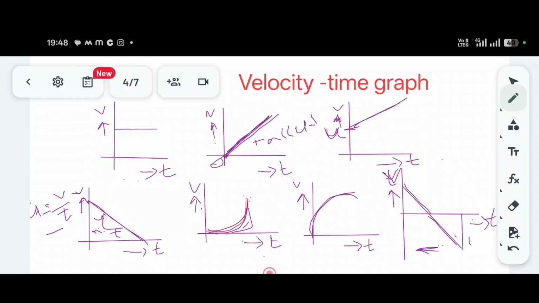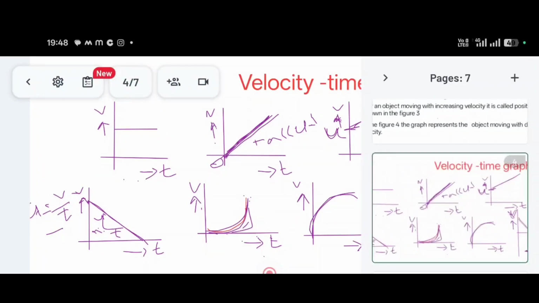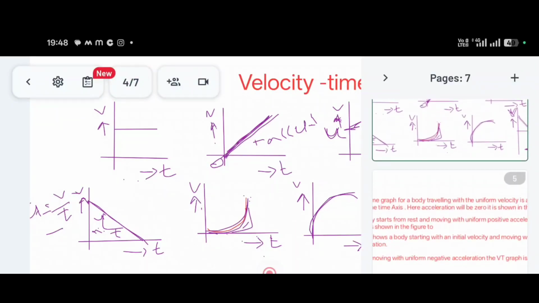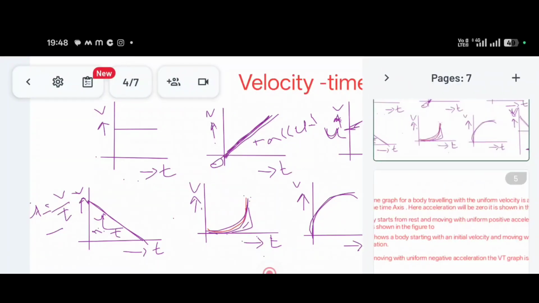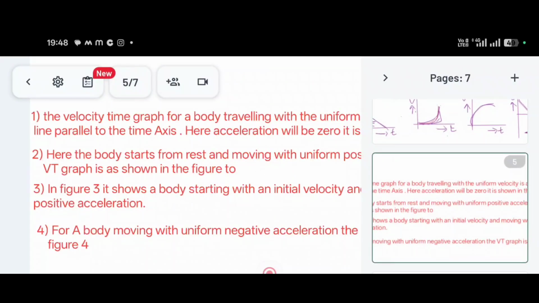Okay, so here another note we can see from this type of graph is the area under the curve represents the displacement of the body during the given interval of time, and the slope of the graph always gives the acceleration. Okay, so two things you have to remember here for this type of graph. Then let us go to the next slide.